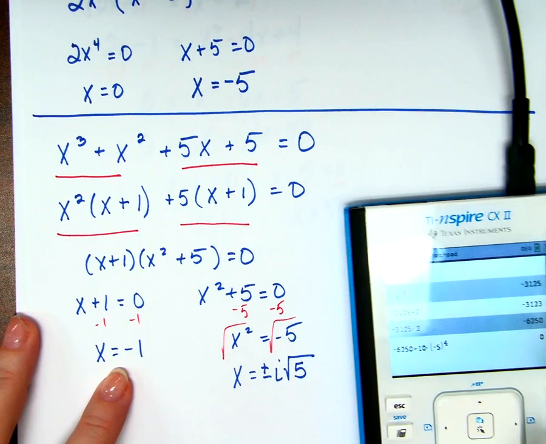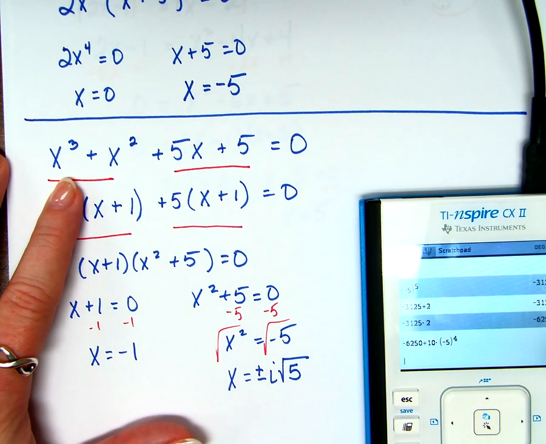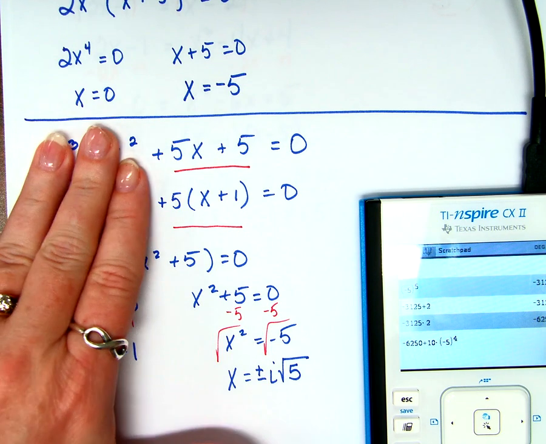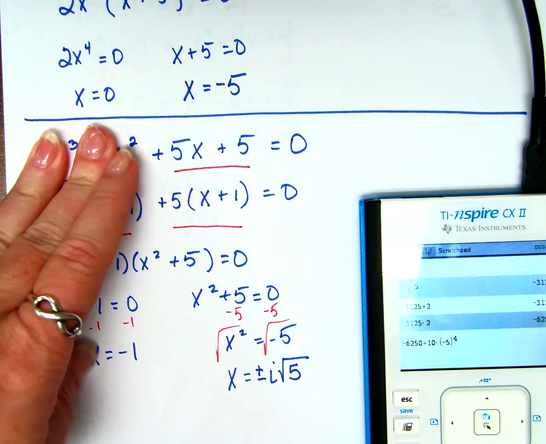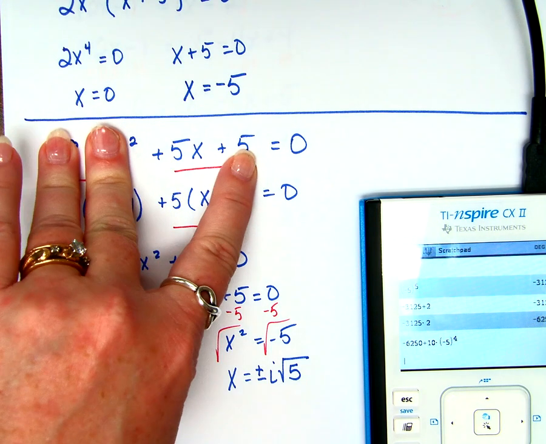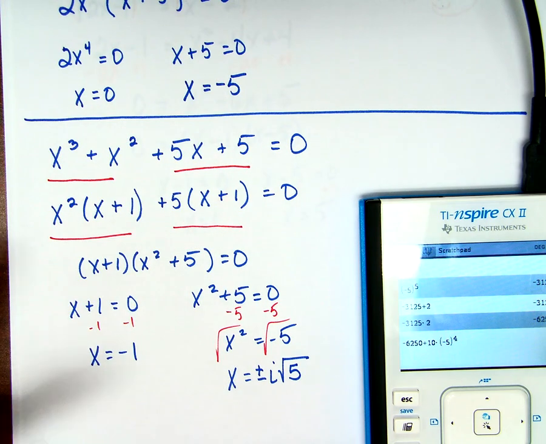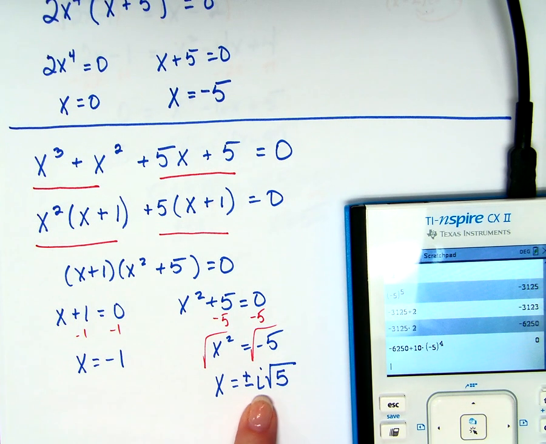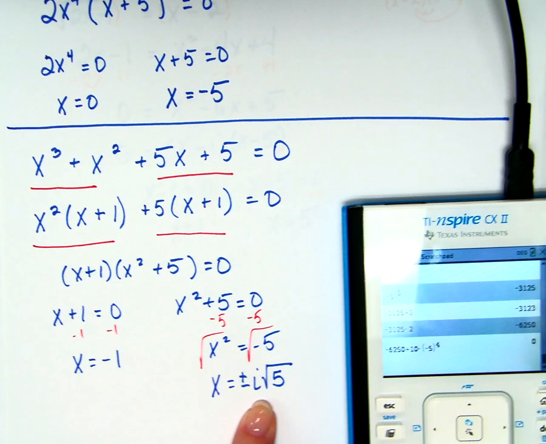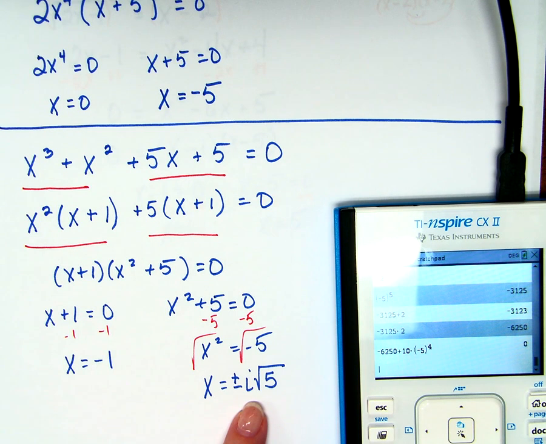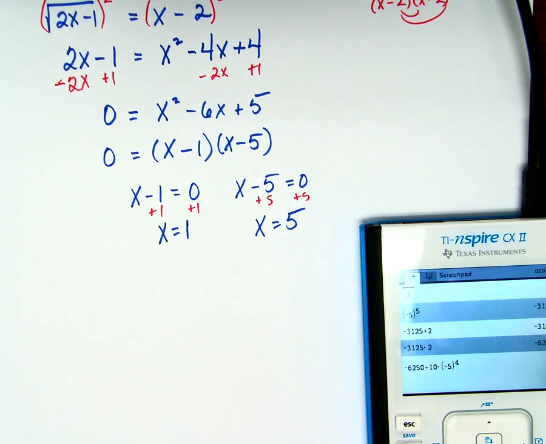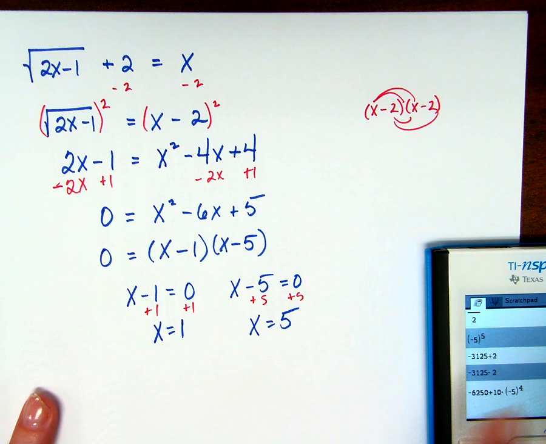Negative 1. Negative 1 cubed is negative 1. Plus 1 is 0. 5 times negative 1 is negative 5 plus 5. 0. 0 equals 0. That works, right? This one's a little messier. For time's sake, can you just trust me to know that if you plug it in, it works? Are you okay with that? Both of them, both the positive and the negative. You okay with that? So everything we've done so far has worked. So is it really that important to check answers?